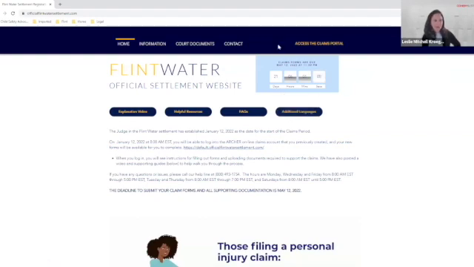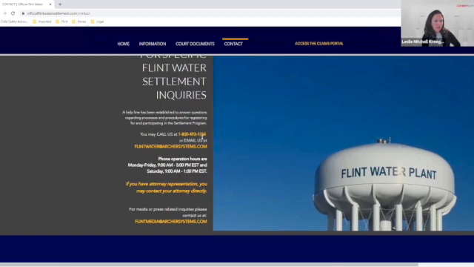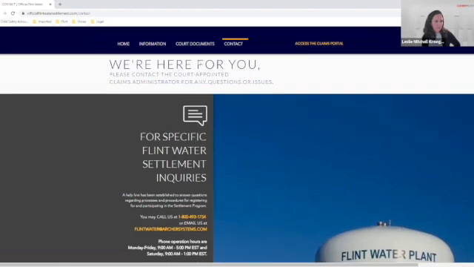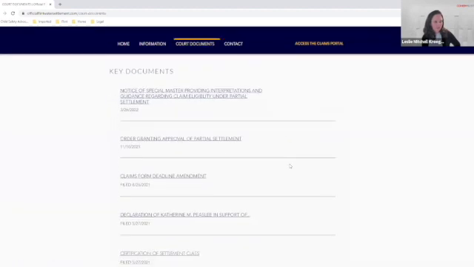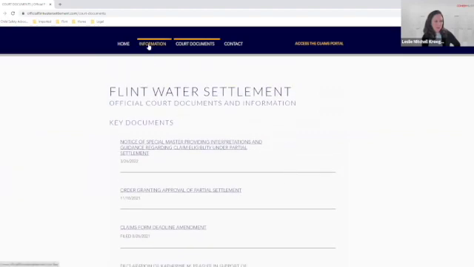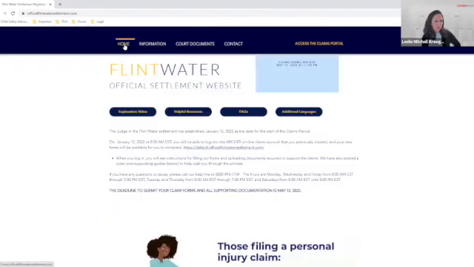They also have this handy dandy countdown here. Claims forms are due in 21 days. That's the important calendar to keep in mind. There's contact information. If you need to contact the claims administrator, there's their 800 number. They have an email. Their hours are posted here. There are court documents for you to review if you want to look at what happened with the case. Other information. Back to the home button.